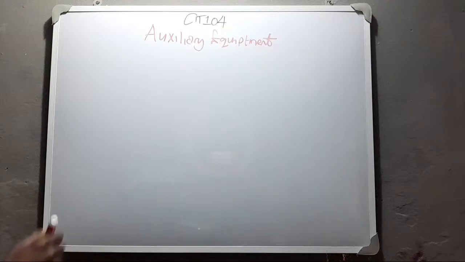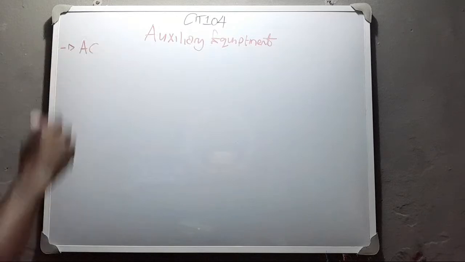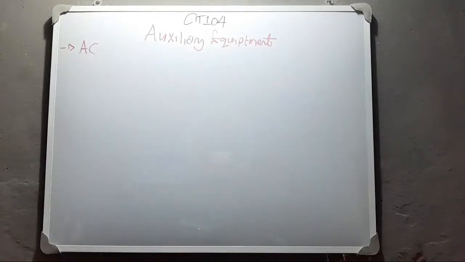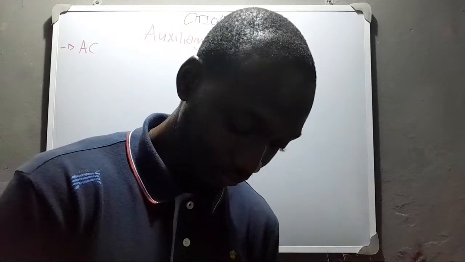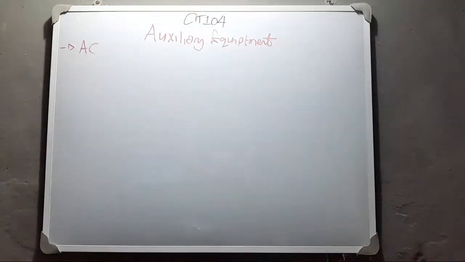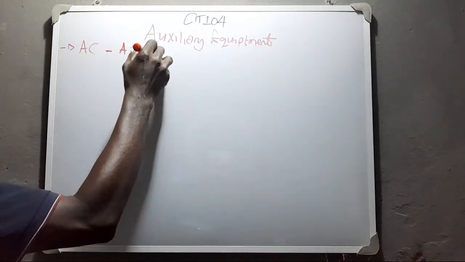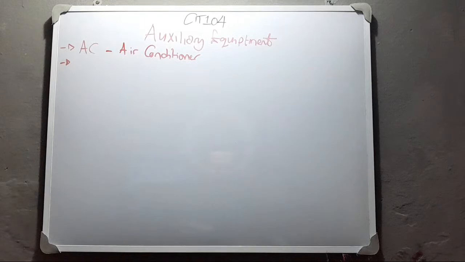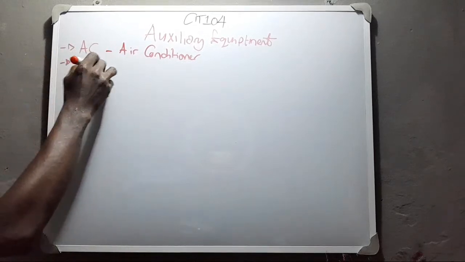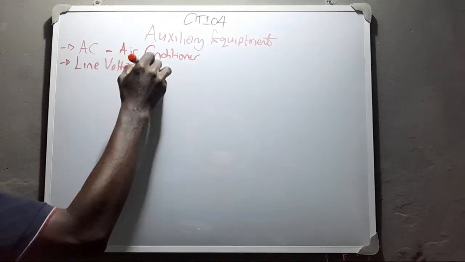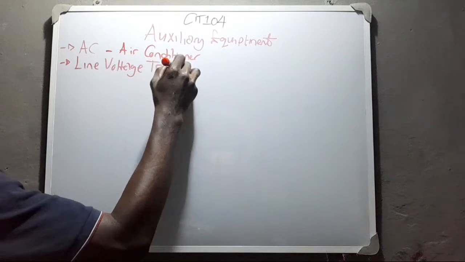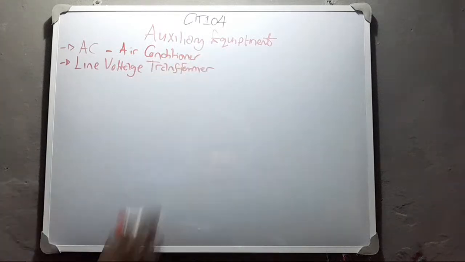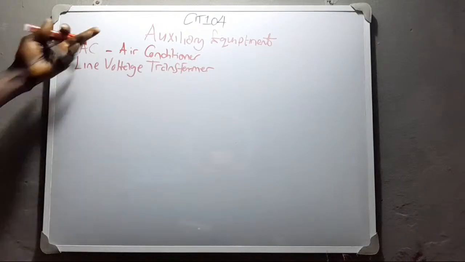Now, what are the auxiliary equipment it requires in the computing environment? First, we have the air conditioner. We have the line voltage transformer. Line voltage transformer.